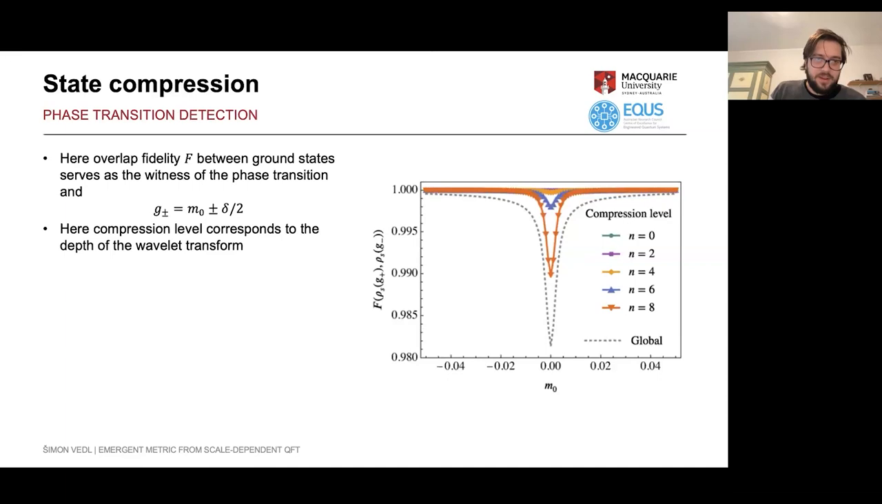The other cool thing is that in the early 2000s, people used wavelets for image compression. So the idea was, can we do some sort of thing for state compression? By state compression, we mean we have a state and we decompose it into the wavelet basis, and then we discard some of the coefficients in that expansion, for example the coefficients corresponding to the wavelet functions. That would be the idea behind state compression.